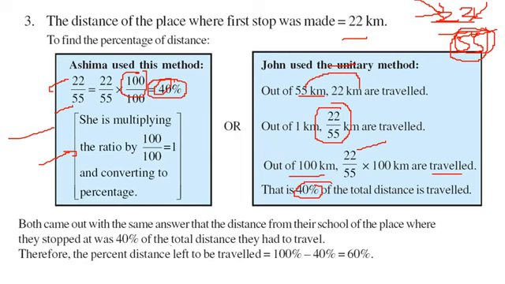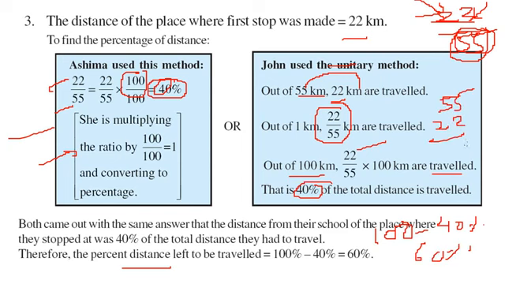So now what is left? Because of 100%, 40% is the 22 km. So we just subtract this 40% from 100, you get 60%. So 60% is left. If you want to find out how much is left, subtract these two. So 33 km is left.